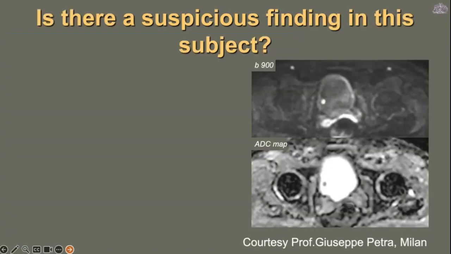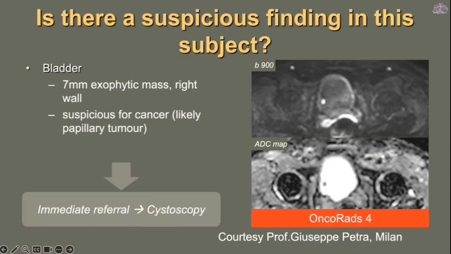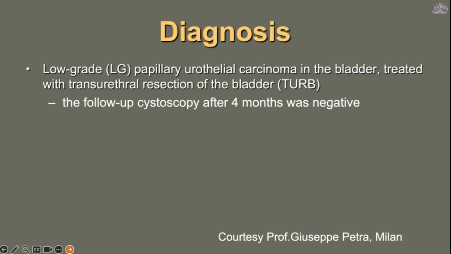So just a couple of findings. This is an example given to us by Professor Giuseppe Petralia, who also has a large screening center operated in the north of Italy. In this example, we see an incidental exophytic mass from the right side of the bladder. The patient was referred to cystoscopy and it was proven to be a papillary urothelial tumor, a very small low-grade tumor, 7 millimeters in size, that was excised, and the patient is well.